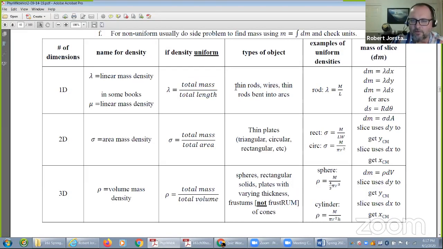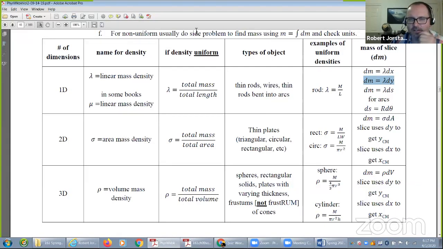If you have a rod or a wire, or sometimes a rod could be bent into an arc, like one of the problems, I forget which one. When you're doing calculus, we're going to slice these things up, and we'll do one like that next. You're going to have these slices that come up with terms like this. For an arc, you get R d theta, and you could have lambda dy.